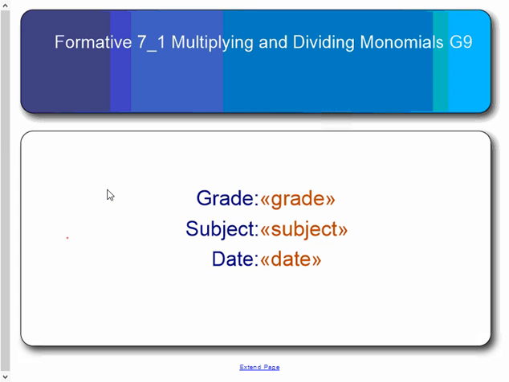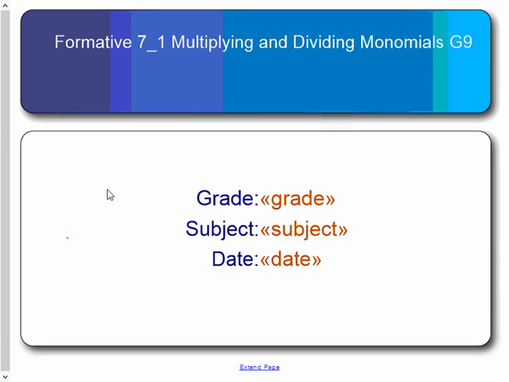Okay, grade 9, chapter 7, polynomial operations, multiplication, division. 7.1, 7.2, and 7.3 are all different sections from multiplication and division. 7.1, this formative test that we're going to correct right here, is about dividing and multiplying monomials by monomials.